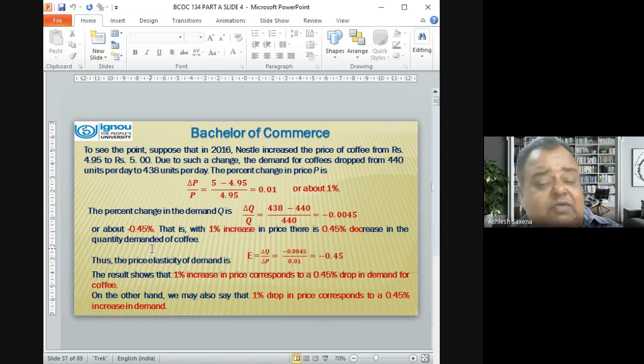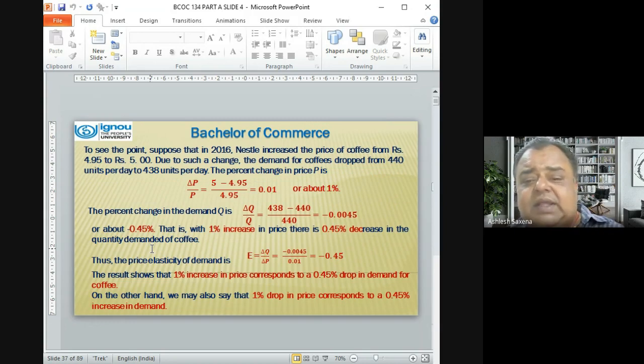That means what you can calculate. What is the percentage change in the price? That means the difference divided by the original price. The difference, as I told you, is 0.05, and when you divide it, you get 0.01, which is equivalent to 1%.